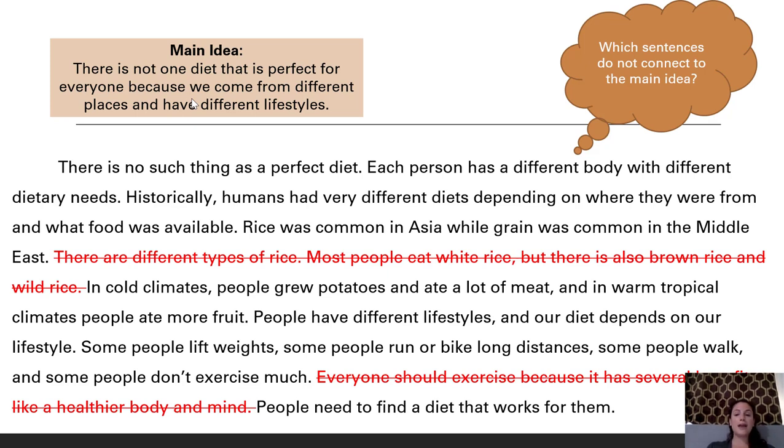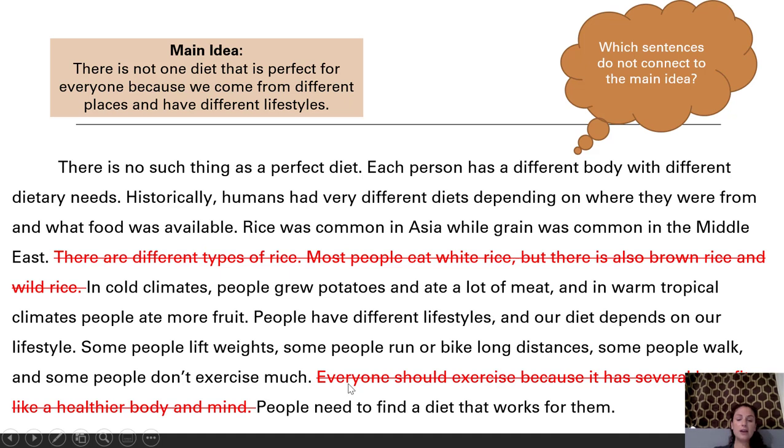They are in red. So here, these sentences, there are different types of rice. Most people eat white rice, but there's also brown rice and wild rice. This starts to get a little bit off topic. We're talking about the different diets people have and why they need different diets. This goes off topic about different types of rice, but it doesn't connect it back to a perfect diet or people needing different diets.